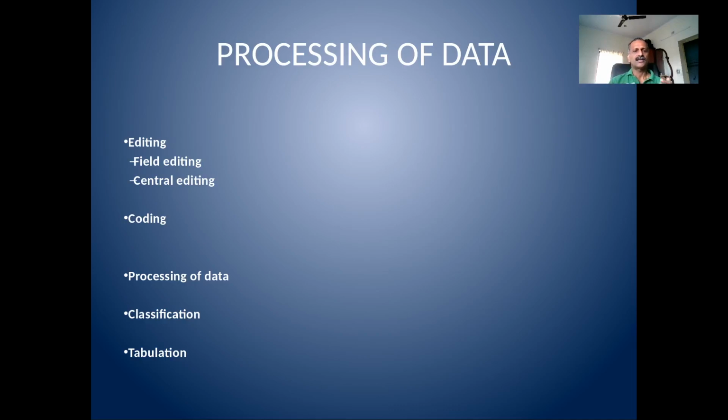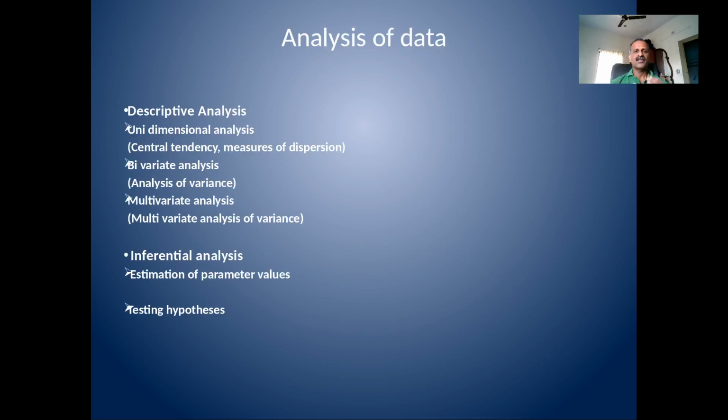So these are the initial aspects of processing data: editing, coding, classification of the data, and tabulation of data. Then we go for the analysis of data. Analysis involves descriptive analysis and inferential analysis. These are the two types of analysis we do on the data. Once the data is processed, it is amenable for analysis, like cooking of rice.